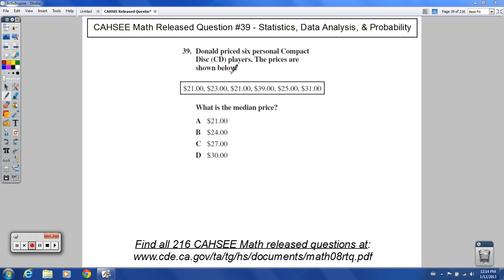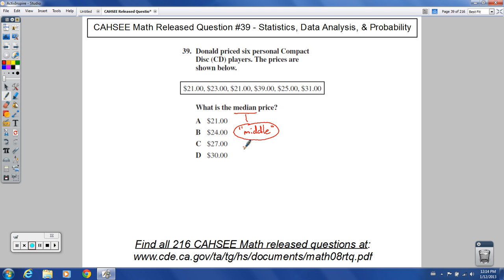The prices are shown below, and so we've got 1, 2, 3, 4, 5, 6 different prices. And it says, what is the median price? Let's underline that word right there. Median, when you see that word, I want you to think, what's the middle price? So median, middle. What else do you have to do, though?